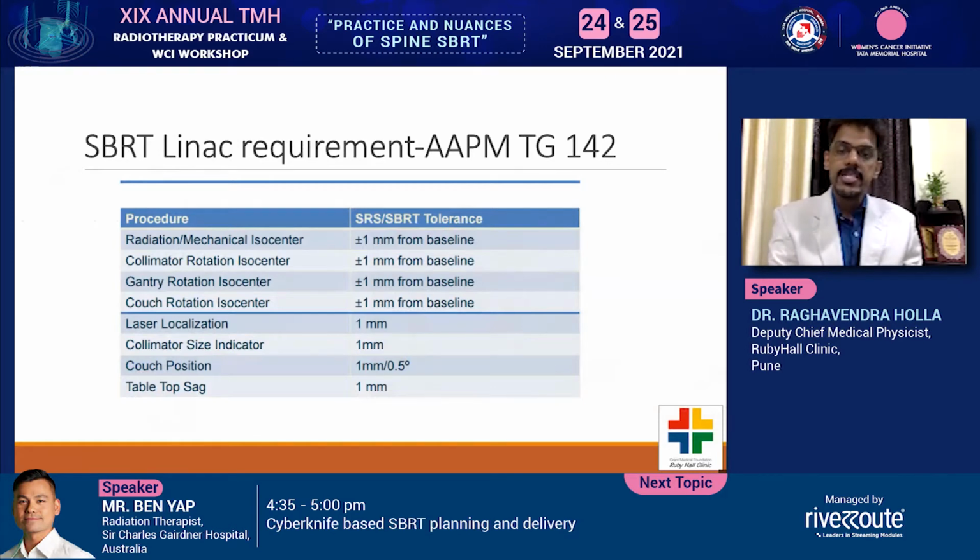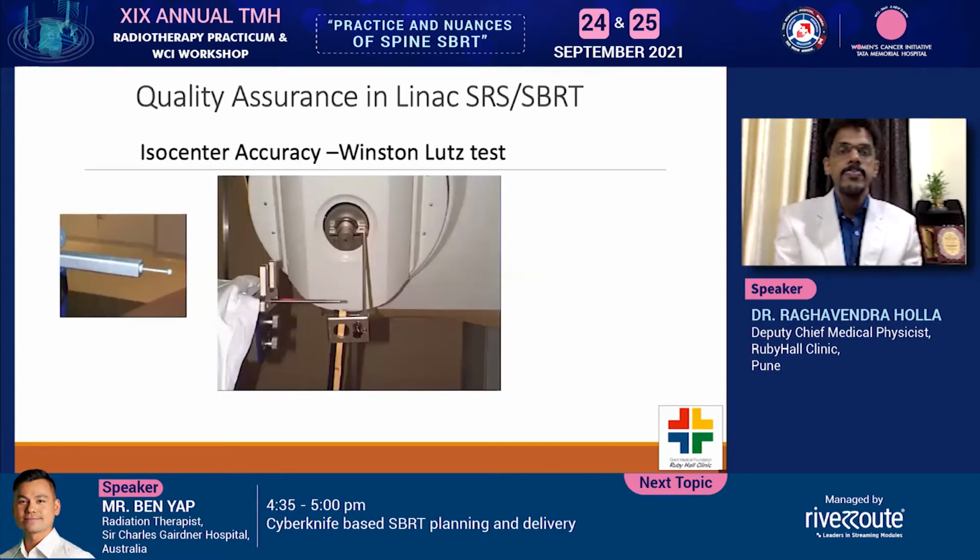The laser localization, again, is reduced from 2 mm to 1 millimeter for the SBRT Linac. The collimator size indicators, the couch position, if you see, it's 1 millimeter and 0.5 degree, which is very tough to maintain over a period of time when the Linac becomes old, especially these 6D couches, they tend to give more errors. So maintaining 1 millimeter and 0.5 degree is a tough challenge for a physicist. And the tabletop sag, 1 millimeter at the given weight at the tip end of the couch.